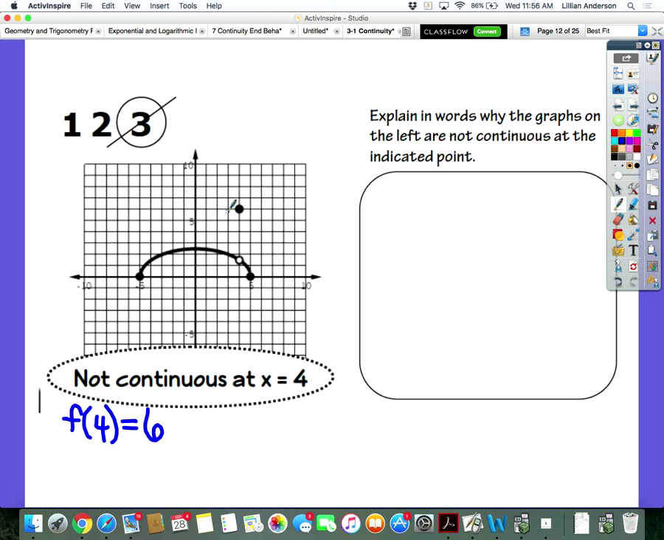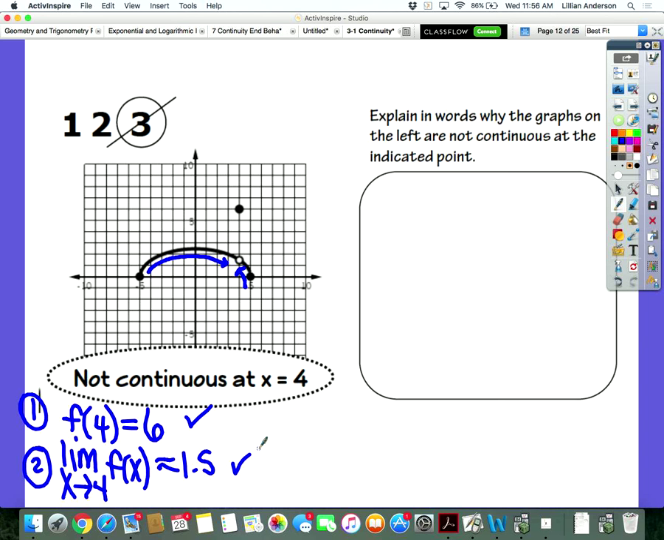And then as you approach 4 from the left-hand side and the right-hand side, what y value are we approaching? It's approaching about 1.5. About 1. But it's approaching the same number, wouldn't you say? So this is criterion 1. It passes because it is defined. It passes criterion 2 because it's approaching the same number from the left-hand and right-hand side. But it does not fit criterion 3 because these numbers are not the same.